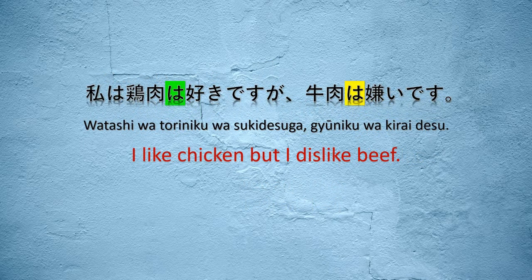In contexts where we are contrasting two or more items, the particle wa is used instead of ga. Watashi wa tori niku wa suki desu ga, gyu niku wa kirai desu. I like chicken but I dislike beef, or I don't like beef.